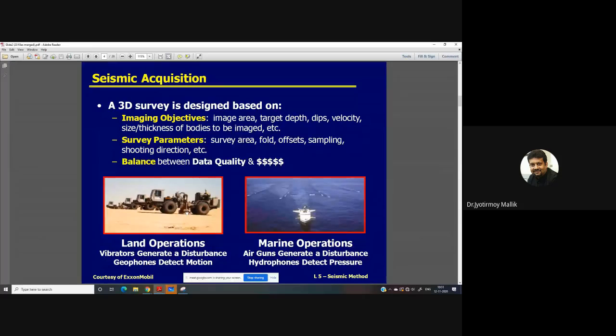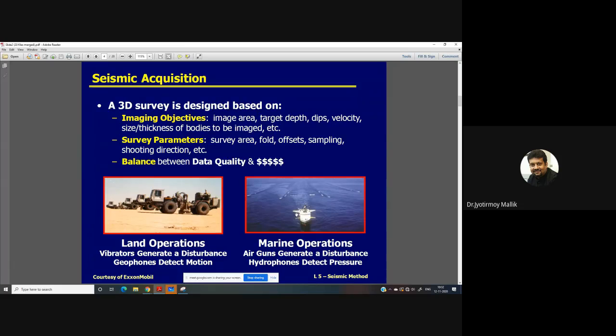On the other hand, the marine operations are a bit simpler. What they essentially have is a boat, and they are generally called vessels. Write down the name. The boats which are used for seismic survey are called vessels. And at the end of the vessel, there is something called an air gun. The air gun does the same thing that is done by the vibrators on land.